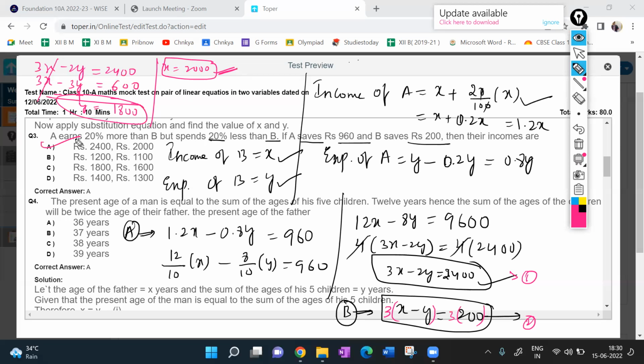No need to check the others. Understood my point? He is asking income of A and B. Income of A is 2400 and income of B we got 2000. In none of the other options is 2000 available. The only option with 2000 is option A. That is going to be your final answer. Clear?